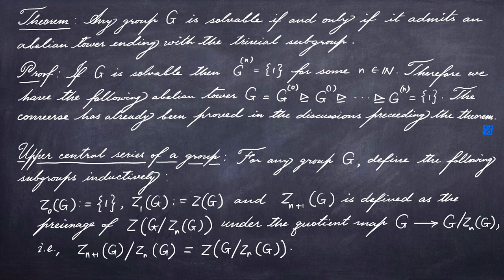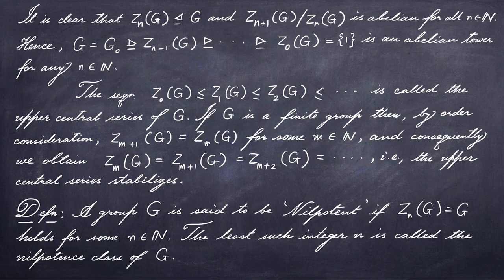So let me again repeat the construction for you. Z0 is trivial, Z1(G) is the center of G. Assume that we have defined a normal subgroup Zn(G) of G, and from Zn(G) we define Zn+1(G) in the following way. That is, we consider the quotient group G modulo Zn(G), we then take its center and pull it back to G by the quotient map, and the pullback of the center is denoted by Zn+1(G). So thus we have that Zn+1(G) modulo Zn(G) is nothing but the center of the group G modulo Zn(G).